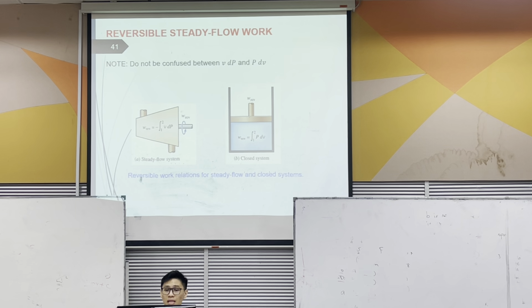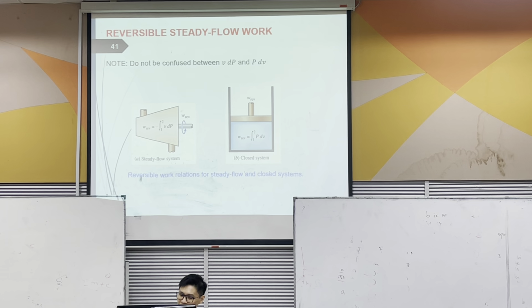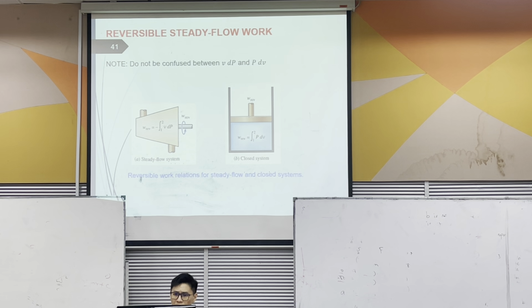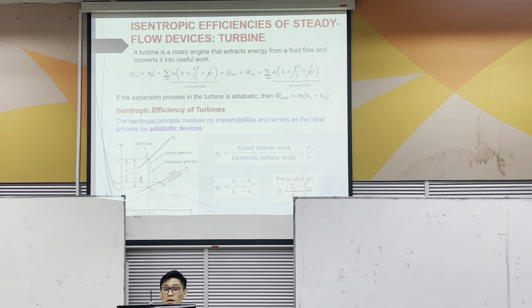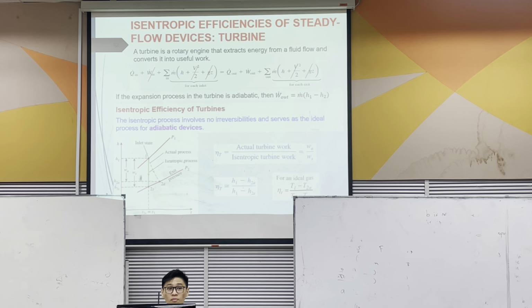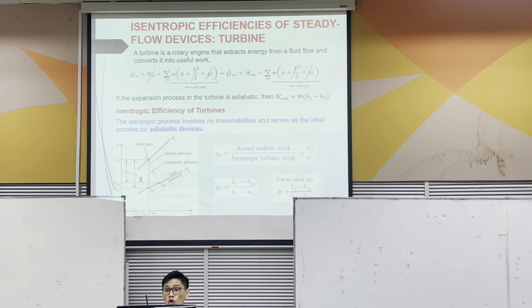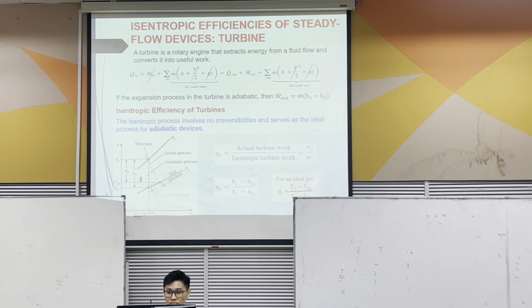Okay. So now that we have established this work, let's take a look at some things, not to say something different, but we try to relate what we learned previously here. So first thing we look at is the turbine. We look at a new term called isentropic efficiency.